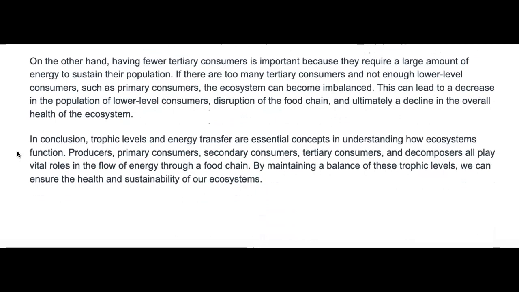In conclusion, trophic levels and energy transfer are essential concepts in understanding how ecosystems function. Producers, primary consumers, secondary consumers, tertiary consumers, and decomposers all play vital roles in the flow of energy through a food chain. By maintaining a balance of these trophic levels, we can ensure the health and sustainability of our ecosystems.